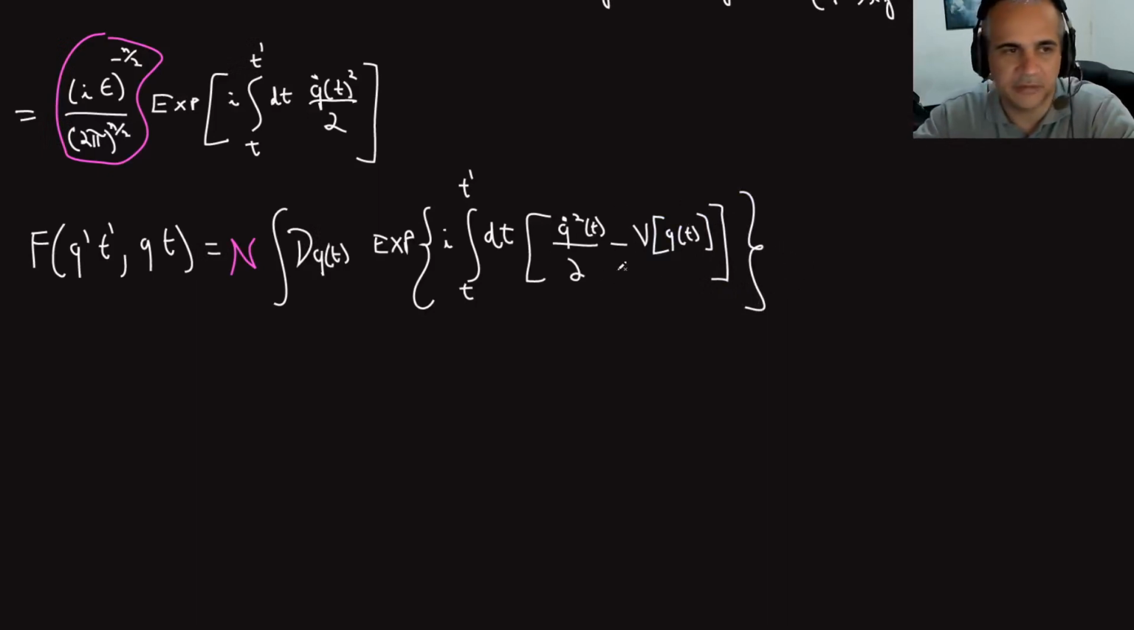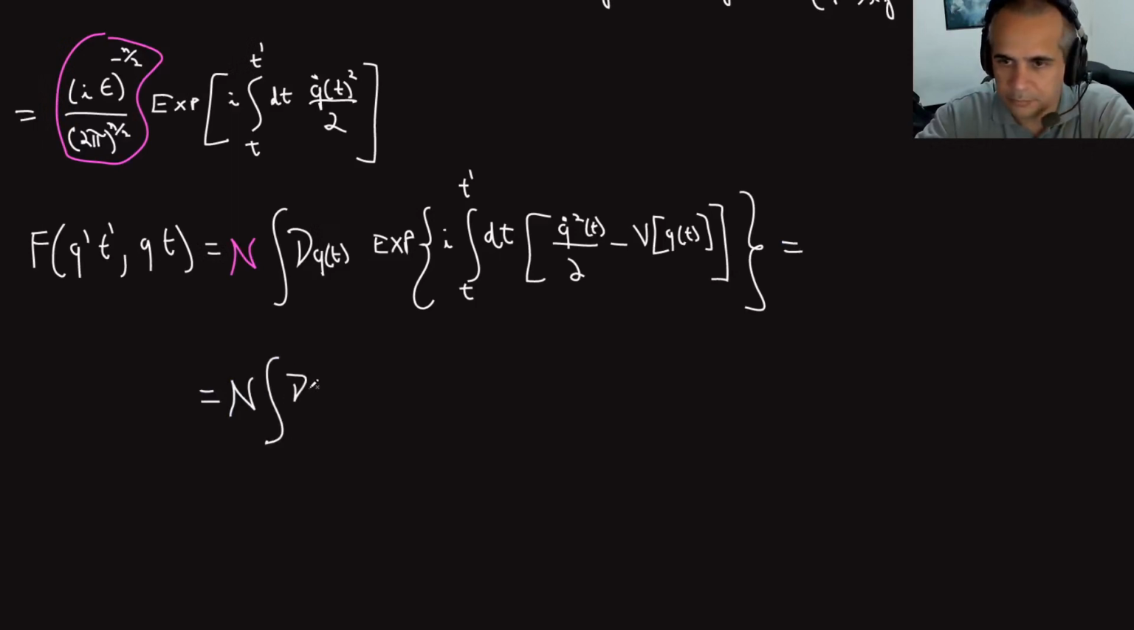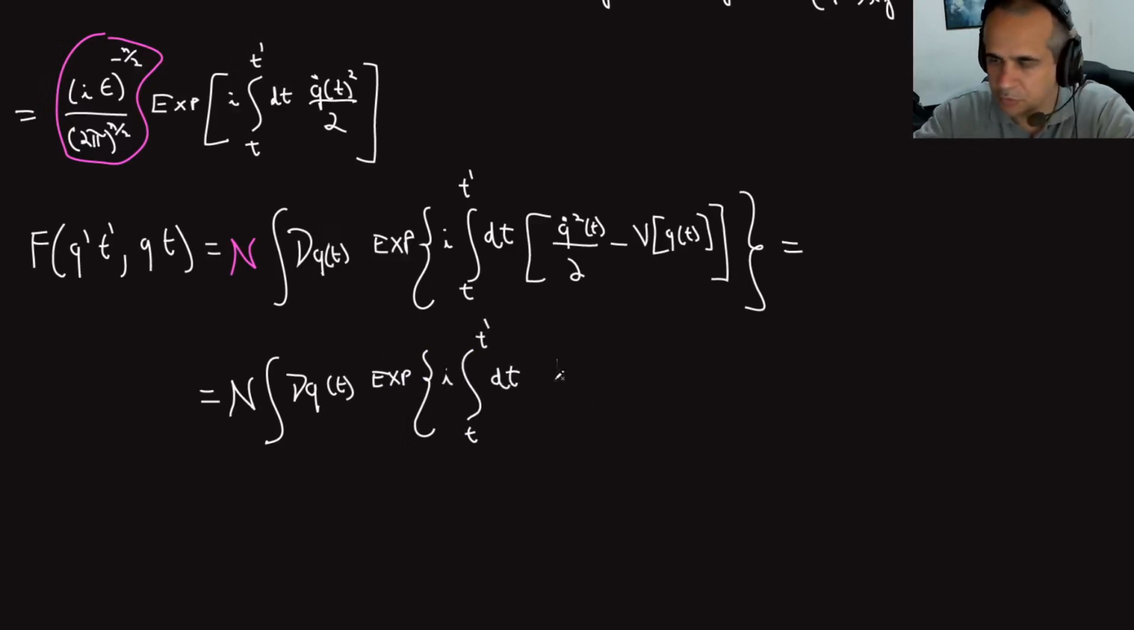And this you recognize, right? This is just the Lagrangian for this system, assuming a particle of mass 1. So this is just the kinetic energy. So this will be the propagator from q, t to q prime, t prime, equal to the integral of exponential of i times the integral from t to t prime dt of the Lagrangian of q, q dot.